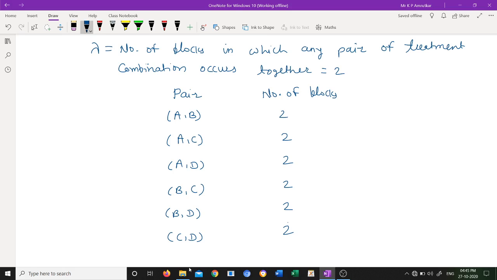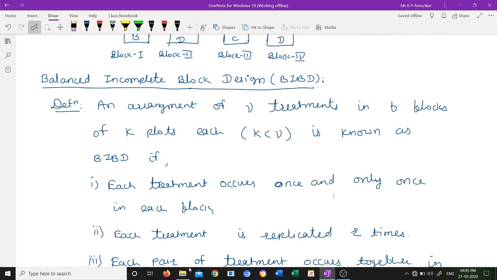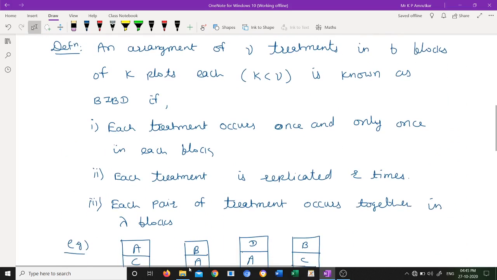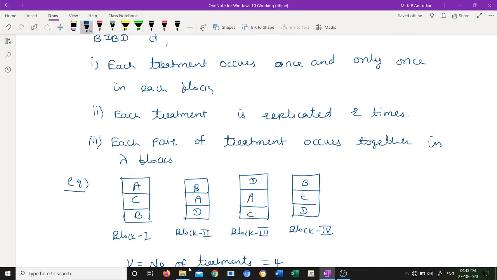So the definition of BIBD is: if there are V treatments and B blocks, each block having size K, the design is known as BIBD if each treatment occurs once and only once in a block. Look here, every treatment occurs once in each block. Each treatment is replicated 3 times, so our R is 3. Each treatment is replicated R times and each pair of treatment combination occurs together in lambda blocks. In our case, lambda is 2, so each pair of treatments occurs together in two blocks. Alright, so this is an example of BIBD.